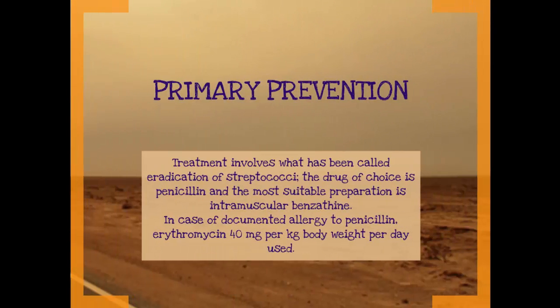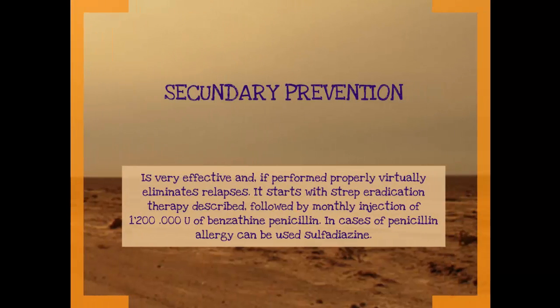Primary prevention. Treatment involves what has been called eradication of streptococcus. The drug of choice is penicillin, and the most suitable preparation is intramuscular benzathine penicillin. In case of documented allergy to penicillin, erythromycin 40 mg per kilogram body weight per day is used. Secondary prevention is very effective and, if performed properly, virtually eliminates recurrences. It starts with the strep eradication therapy described, followed by monthly injection. In case of penicillin allergy, sulfadiazine can be used.